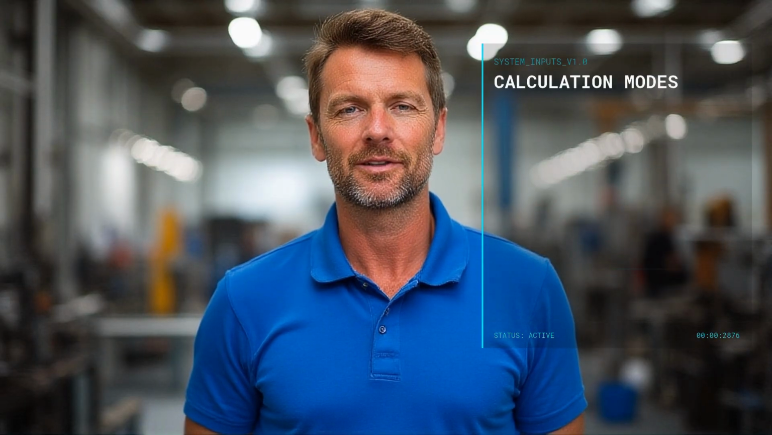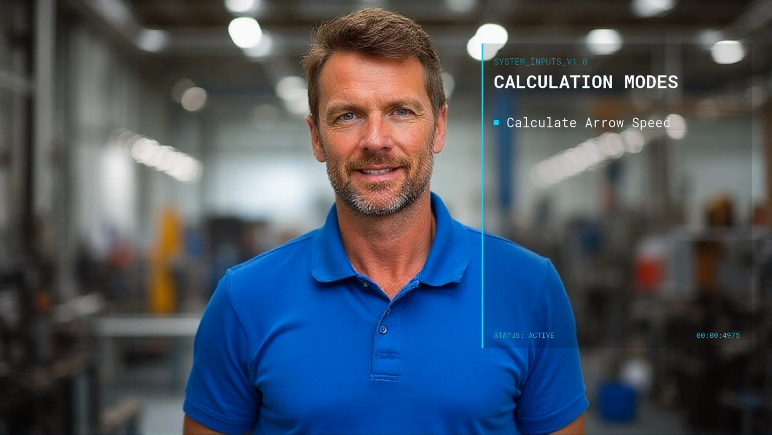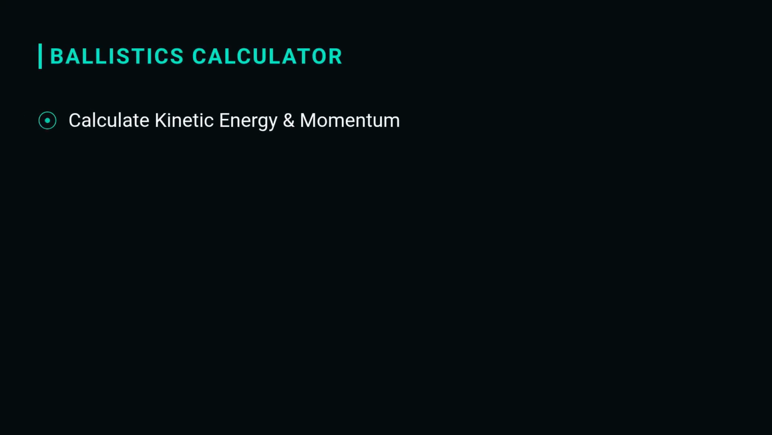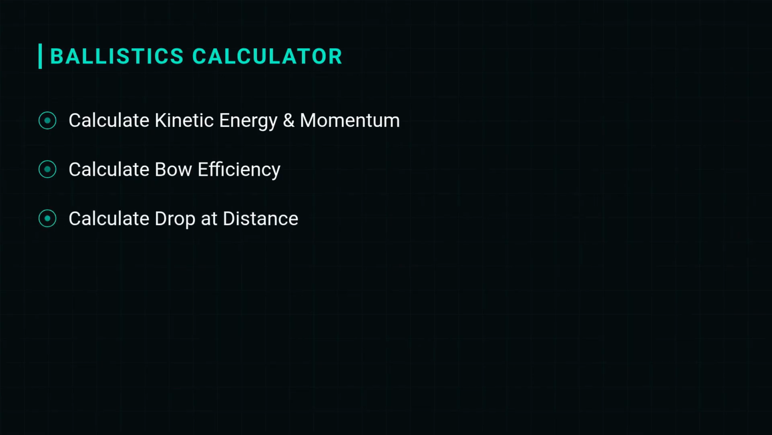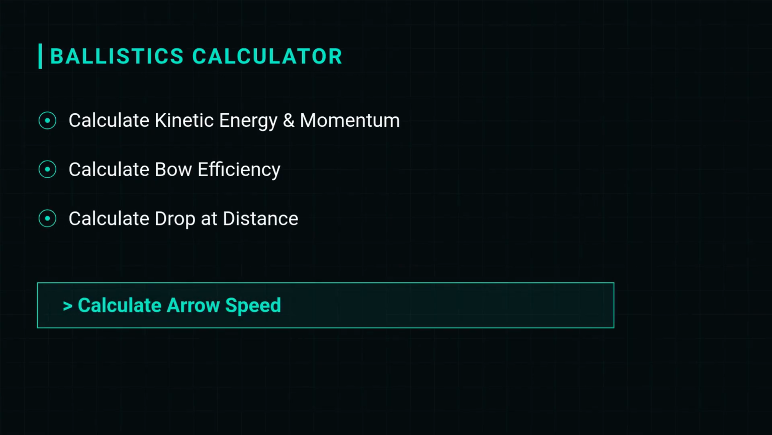First, you'll find the calculation mode dropdown with 6 options. Calculate arrow speed, calculate required draw weight, calculate maximum arrow mass, calculate kinetic energy and momentum, calculate bow efficiency, and calculate drop at distance. For our demonstration, we'll select Calculate Arrow Speed.